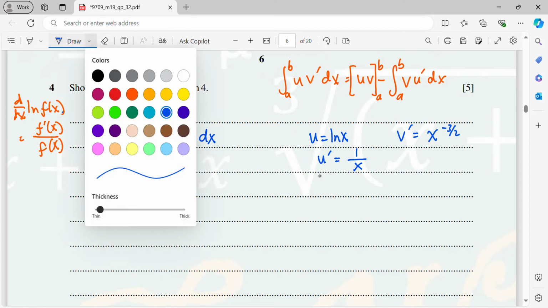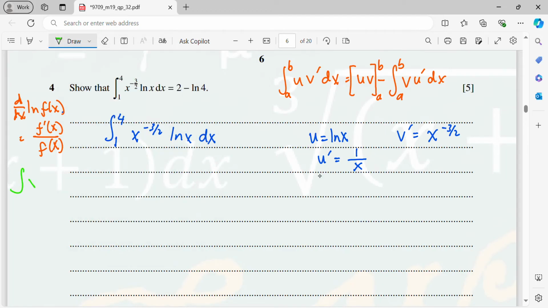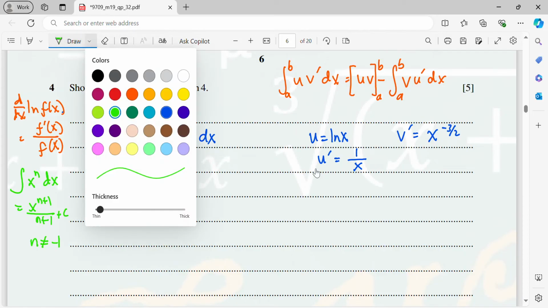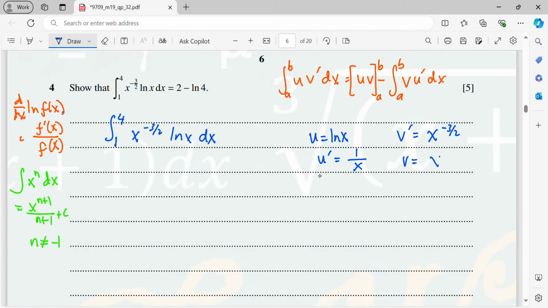For the v, integrate x to the n dx, it will be x to the n plus 1 over n plus 1, plus c. That is your integration, provided n is not minus 1. So from here, v equals x to the power negative 3 over 2 plus 1, which is negative half, over negative half. At last, you will get negative 2 over square root x, because x to the power negative half means 1 over square root x.